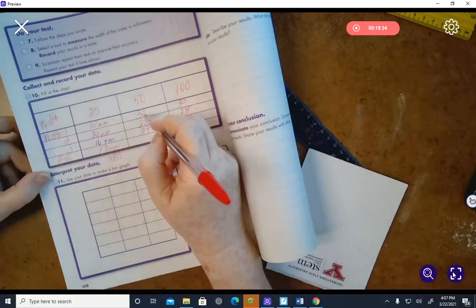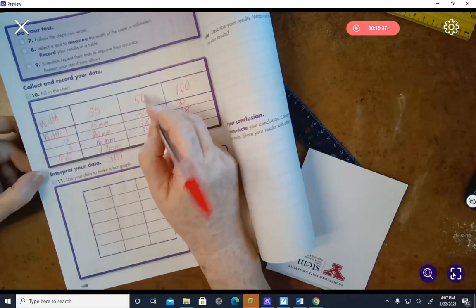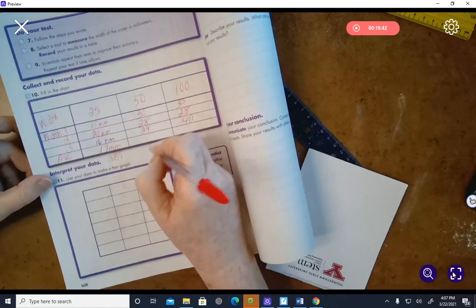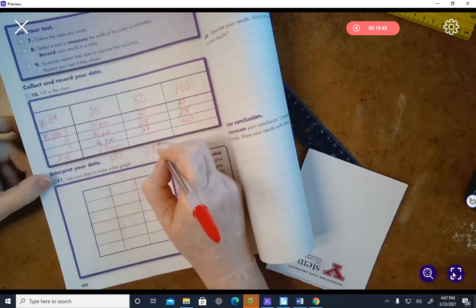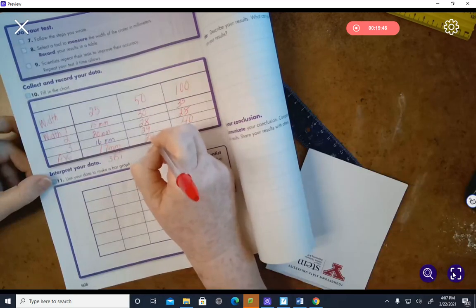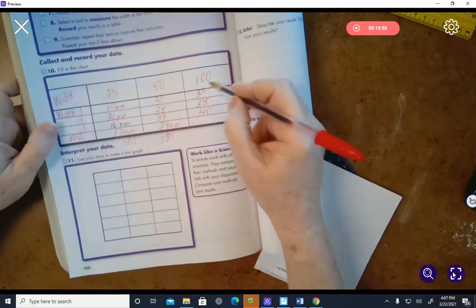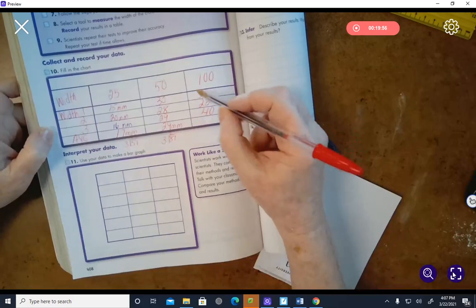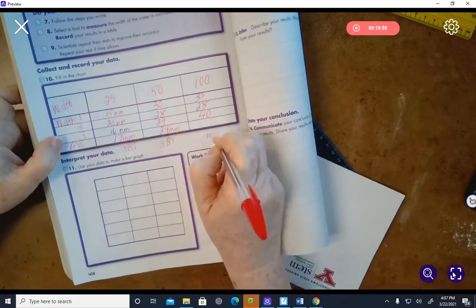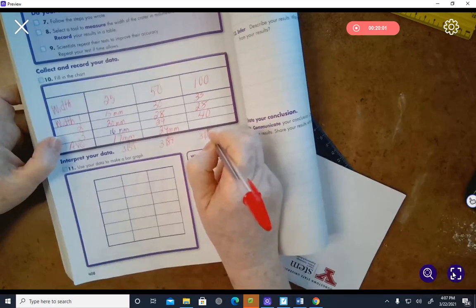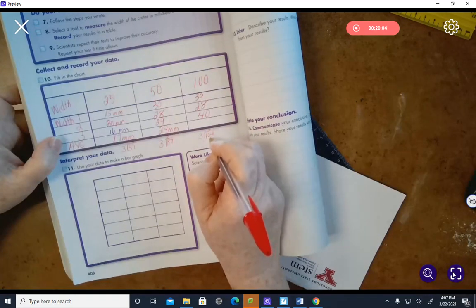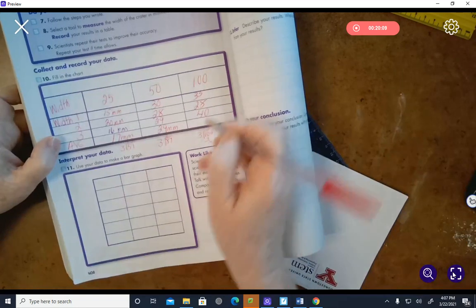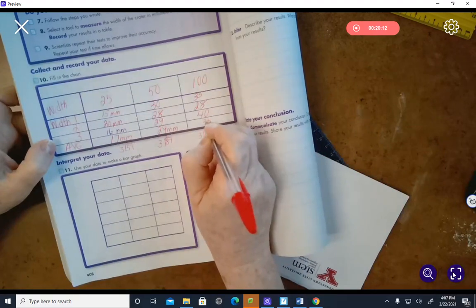Over here it was 20, 40, 70, and 17 is 87. So 87 divided by our 3 times, and that's going to be 29 millimeters. And this one would be 40, 60, 90, and I believe 14 is 104. So 104 divided by 3 would be 34, almost 35. I'm going to round it to 35 centimeters.